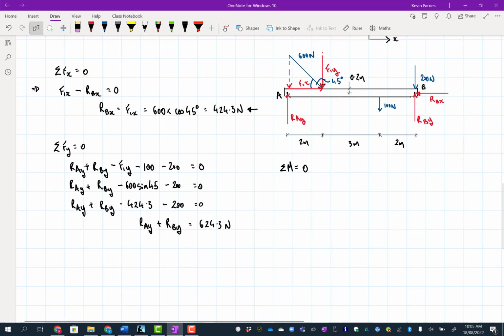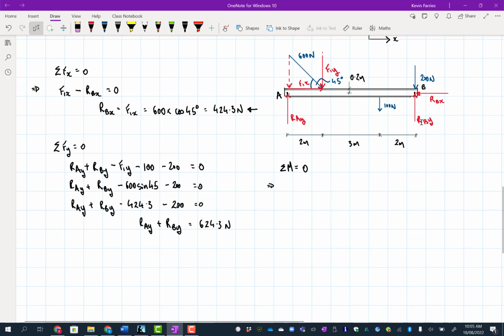So we've got the 600, but I've split that up into its components, so I don't want to count that again. But anyway, let's work through this. So all of that must be equal to 0. Therefore, now we have to think about where we're going to take the moment about, and we take it so that we eliminate as many unknowns as possible.